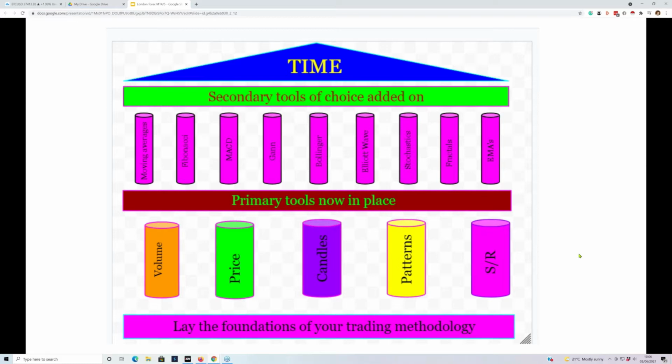We use candlesticks. We obviously look at patterns, and the fifth element of volume price analysis is actually support and resistance, and that's absolutely key.